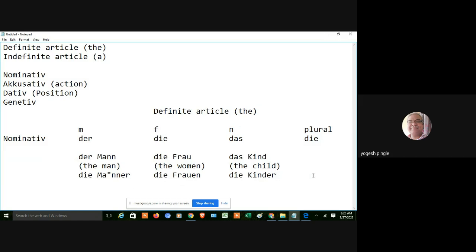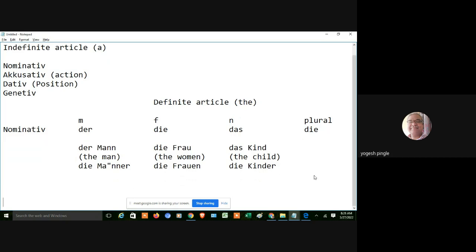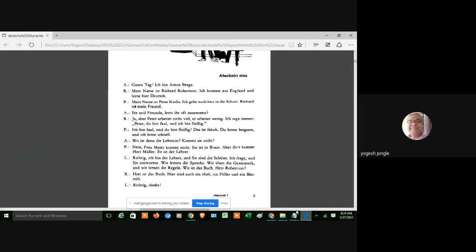Okay. So, we will see the nominative only today because this is very, very important, and how these nominatives are used in chapter 1 of this particular book. Let's see where they are used. Again, I will read it, and I will just make a translation.